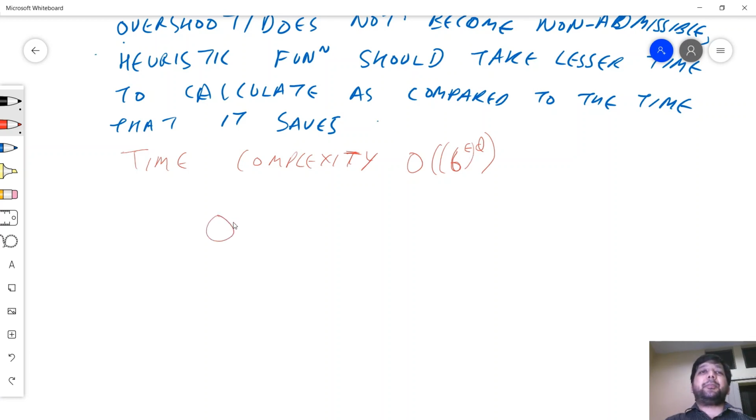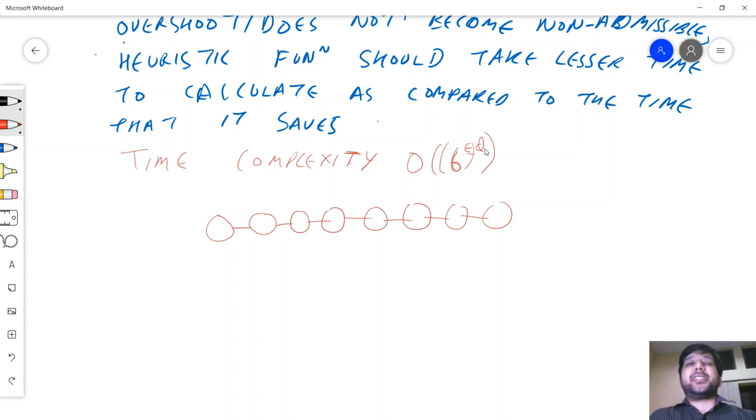So if this is your path, where did you get the maximum error? And that's what put bounds on this epsilon. So you'd like to keep error as small as possible.